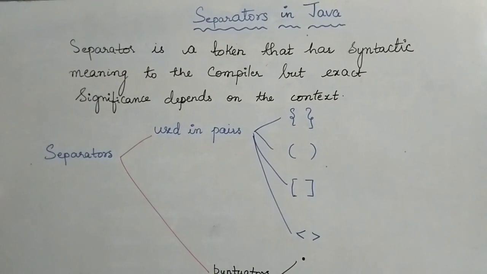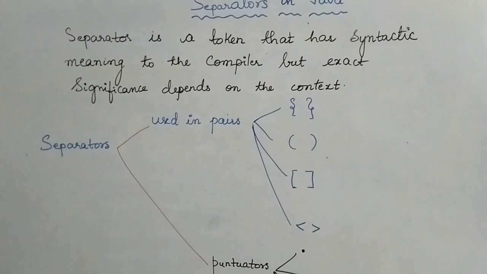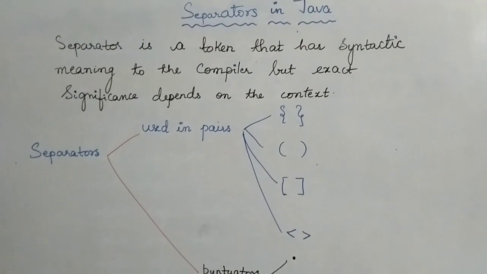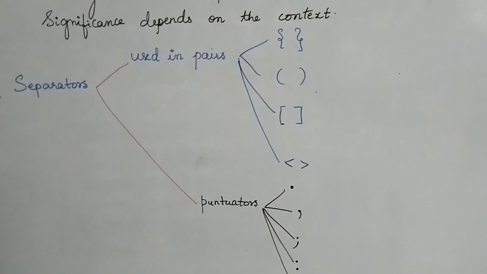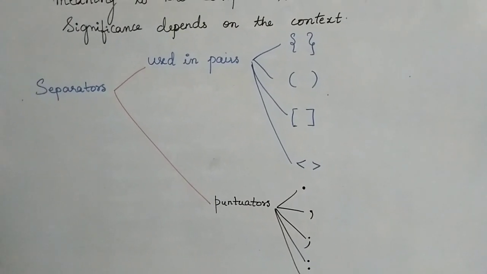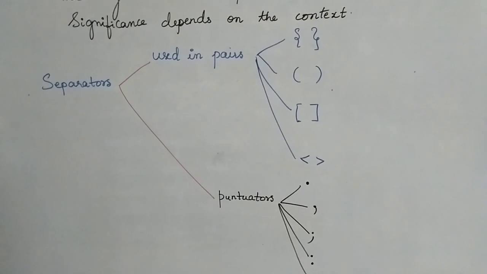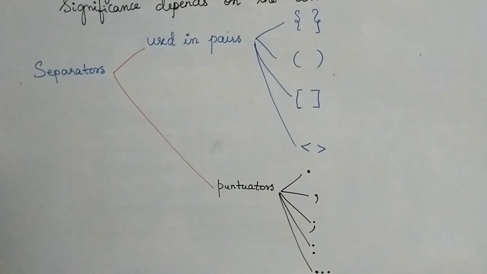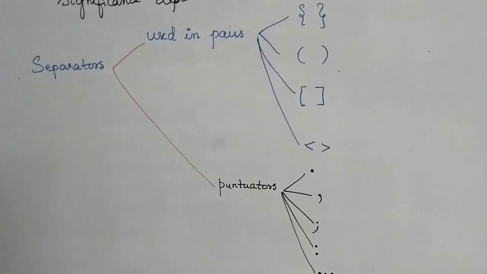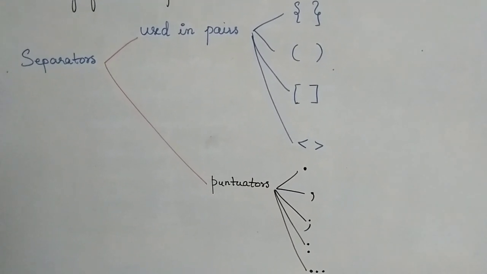So these are separators. Now we can group separators into two groups. The first group should be used only as pairs. If you open a curly bracket, there should be an associated closing bracket for it. The curly brackets, parentheses, square brackets and angular brackets should all be used in pairs.